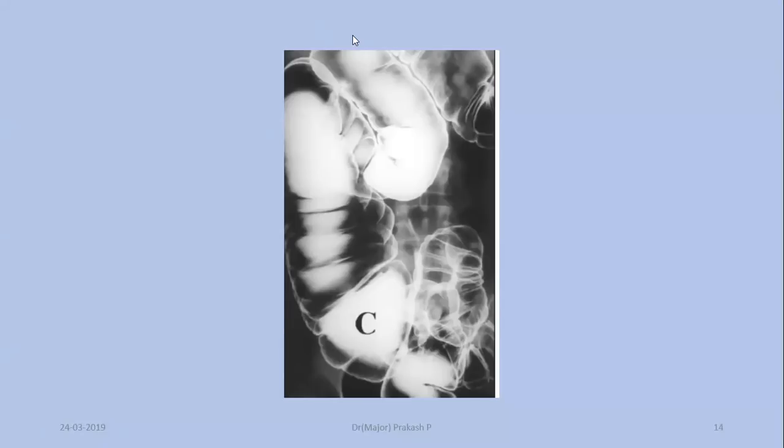Now, what is this study? And what is that structure marked C? Okay, I'm very happy with the amount of participation which is happening. So, yes, you people are right. It is a double contrast barium study, and the structure which is marked C is a cecum.